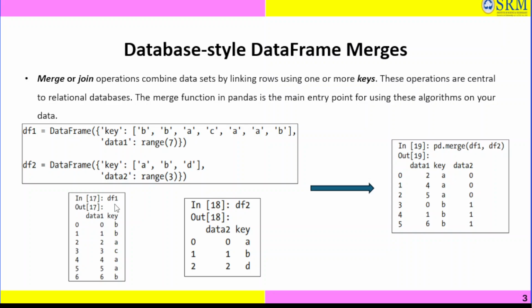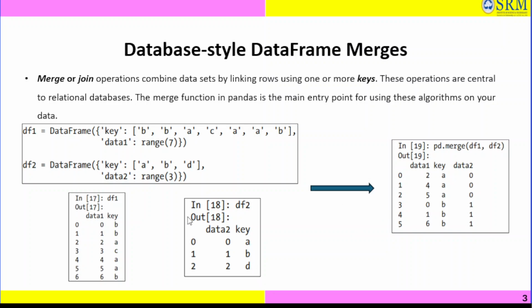So when you are printing df1 directly, this will be the output. Data1 and key. This 0 to 6 is the default index values that will be assigned automatically. And if you are printing df2 directly, you can get the values data2 and keys are a, b, d.